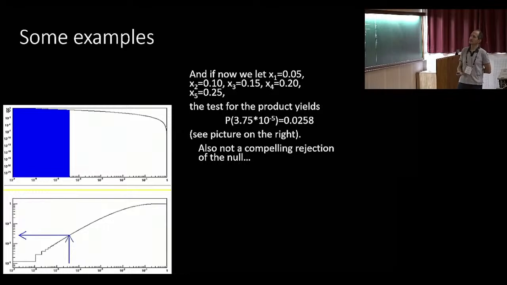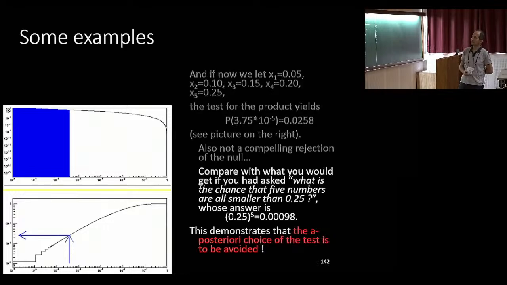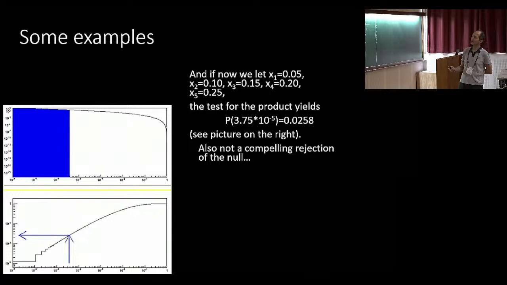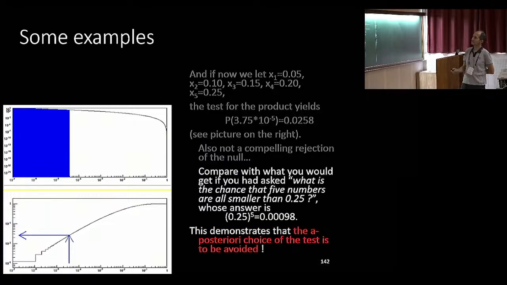So there are many examples, you can read them. And you could have five numbers, all small: 0.05, 0.10, 0.15, 0.20, 0.25. This is odd because they are all small. This should tell you, oh, maybe there is something in my model that is wrong. In fact, the test for the product yields a number which is not really remarkable. I have a program that, if you want, you can download that will show you how to combine these numbers.